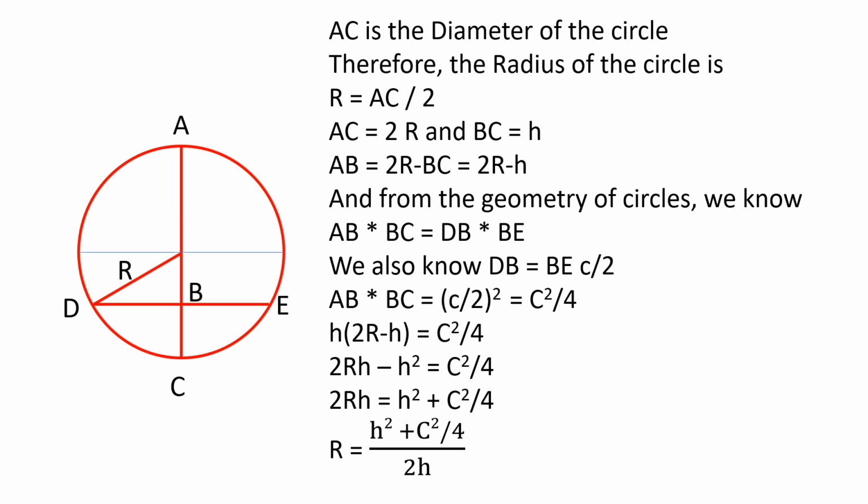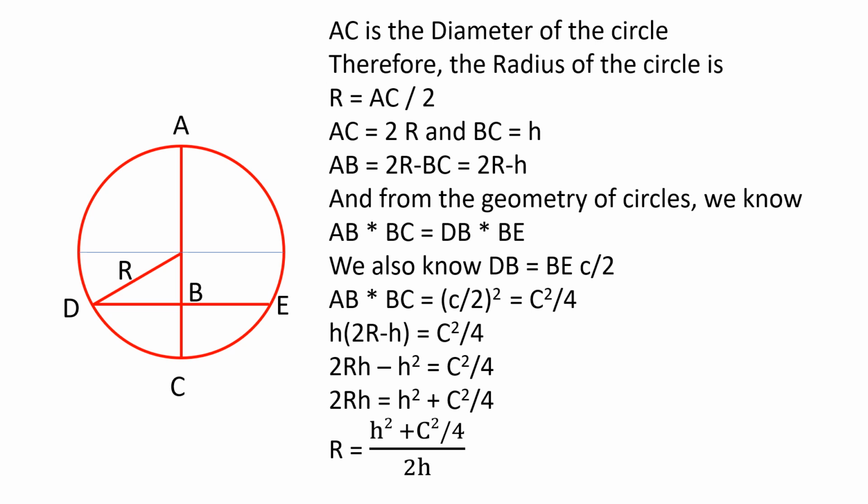AB equals 2R minus h and BC equals h. So AB multiplied with BC becomes h multiplied with (2R minus h). Therefore 2Rh minus square of h is equal to square of C divided by 4. We further simplify it as 2Rh equals square of h plus square of C divided by 4, or R is equal to square of h plus square of C divided by 4, all divided by 2h.